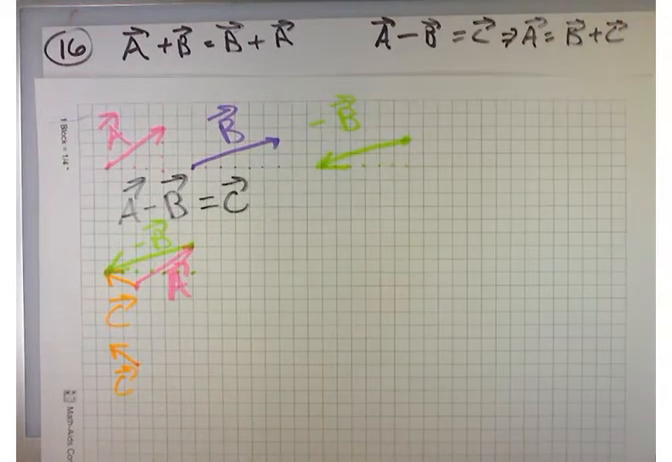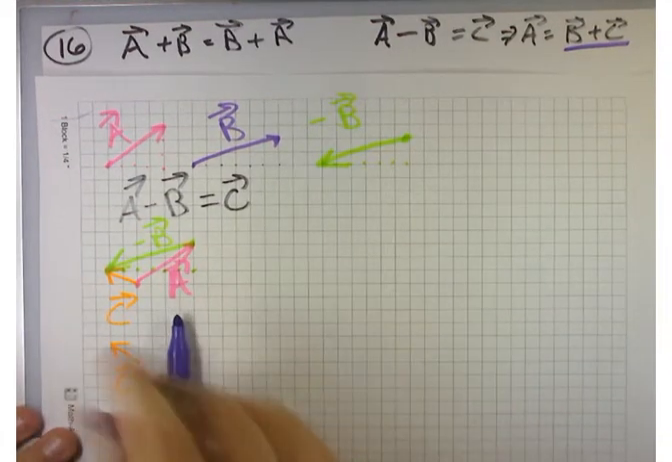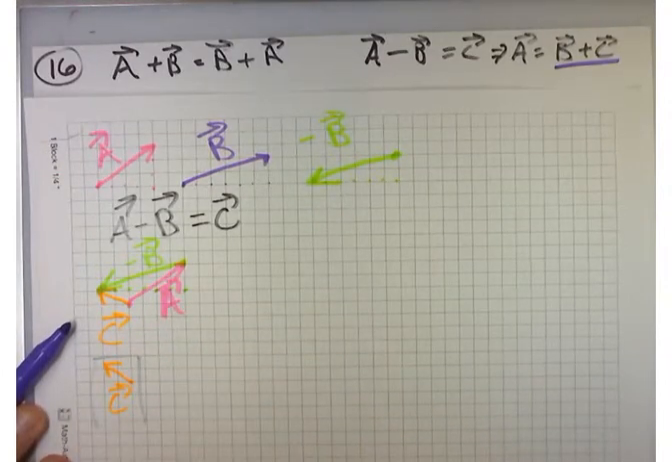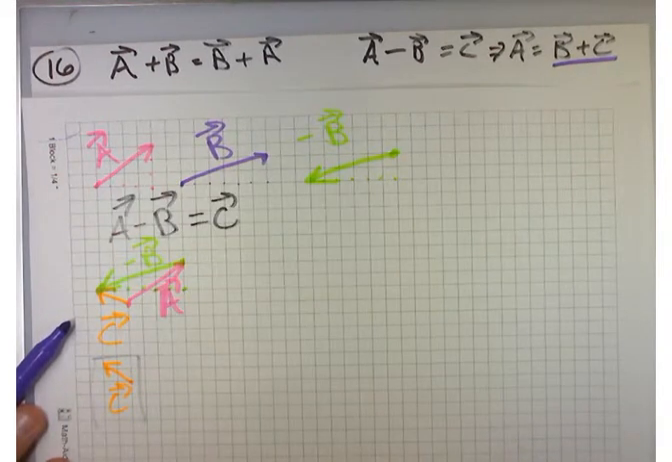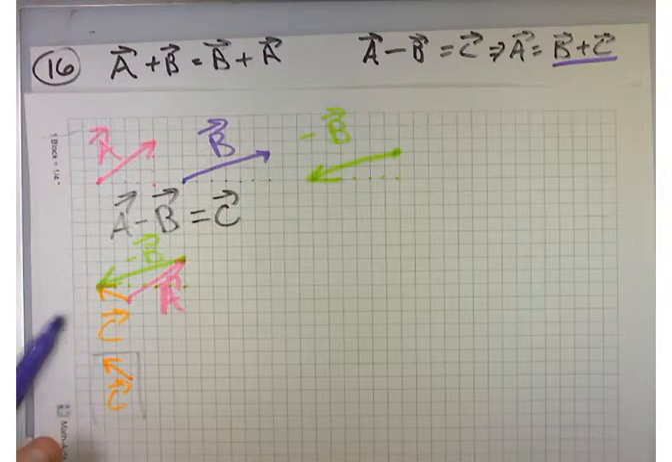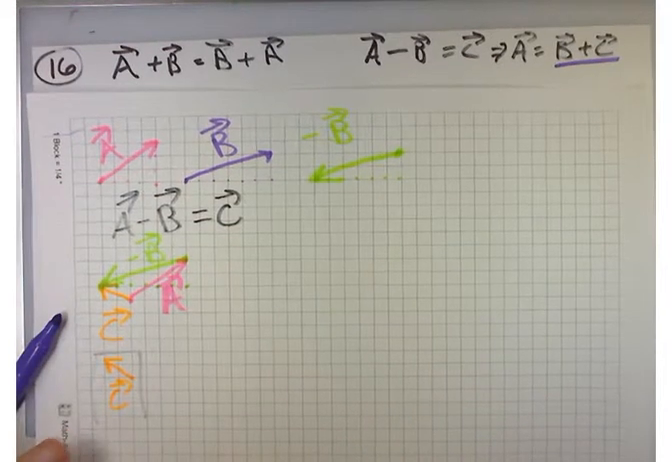Okay, so now how do I show that? Well, I want to show B plus C. So I'm going to come over here. So this is C. And now I want to show that A is equal to B plus C. So what would be the final XY components of B plus C if they're equal to A? 4 units over and up 3. Should be the exact same thing.